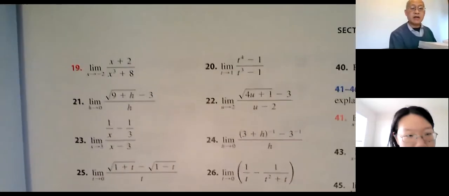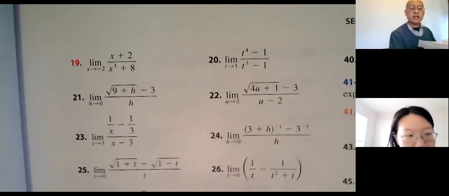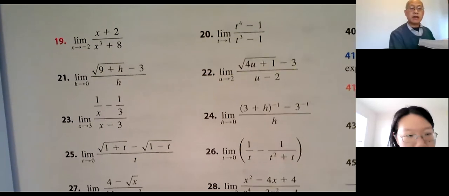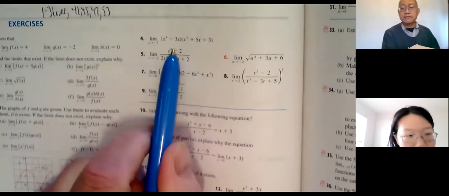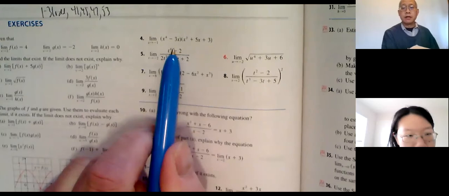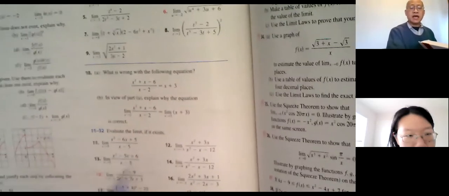Look at 19. Negative 2, not allowed. 21, h is 0, not allowed. 23, x is 3, not allowed. Okay? So certainly, you're not going to get a whole lot of problems like this. That's too easy. That's just algebra 1. So what happens in these cases?